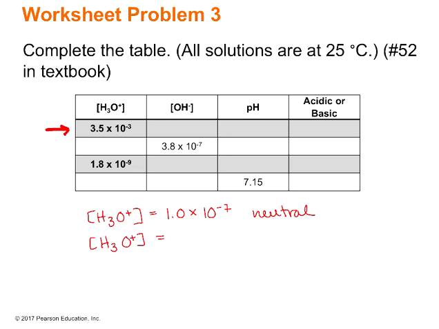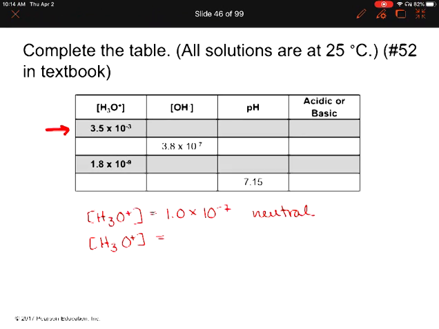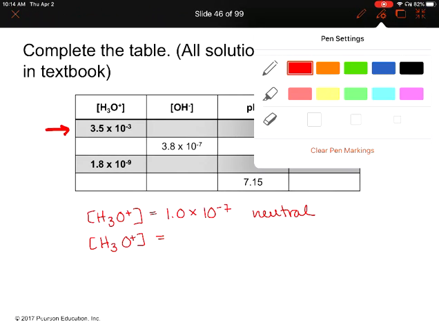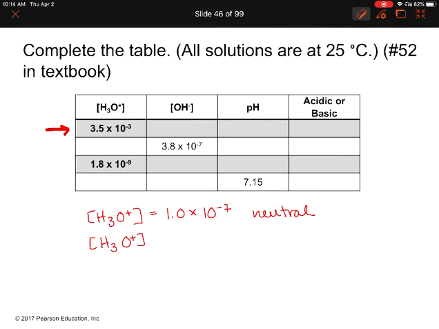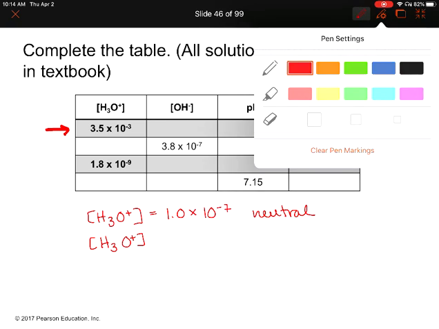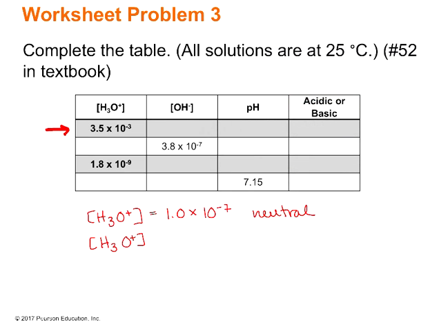And then if the concentration, let me erase this real quick. So if the concentration is less than 1 times 10 to the negative 7th, then that means we don't have very many hydronium ions compared to hydroxide ions. So this would be a basic solution.